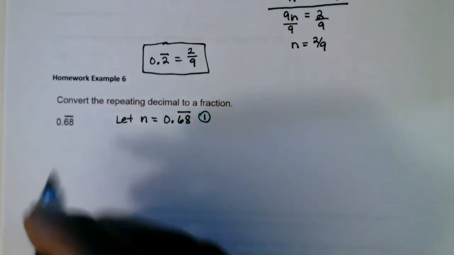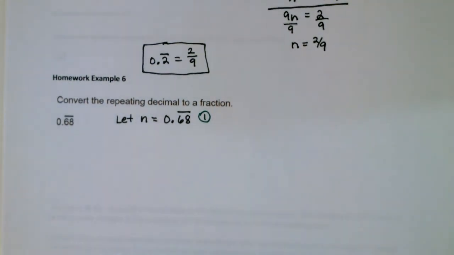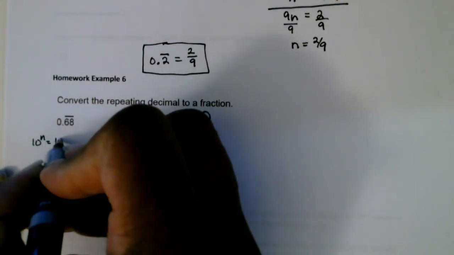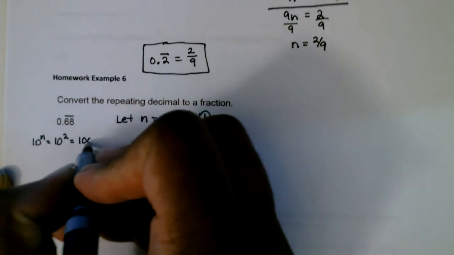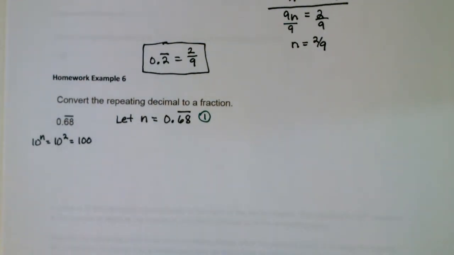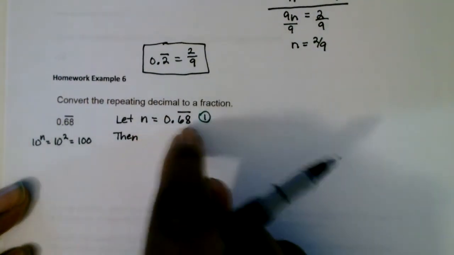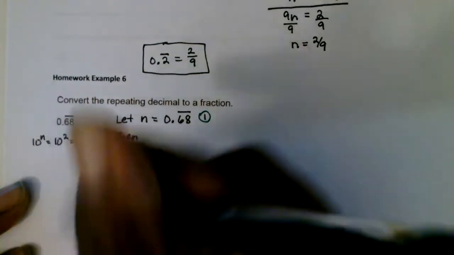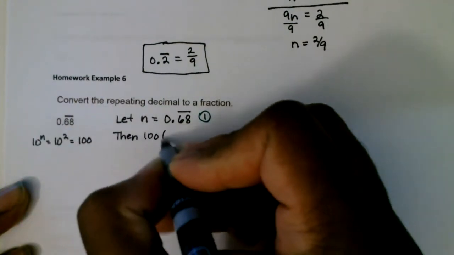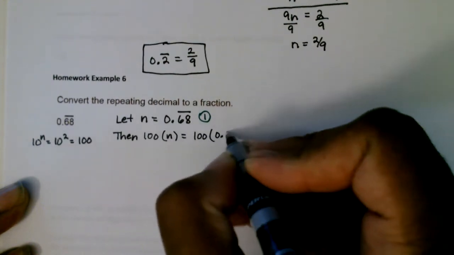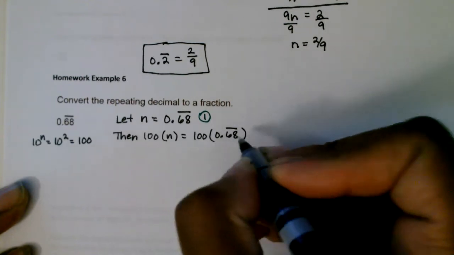Now we need to look at how many numbers are underneath that repetition, underneath the bar. There are 2 this time. So we're going to be multiplying by 10 to the n, or it should be 10 to the second, which is 100. So I'm going to multiply this equation on both sides by 100. So it'll be 100 multiplied by n, and the other side would be 100 multiplied by 0.68 with a bar on top.